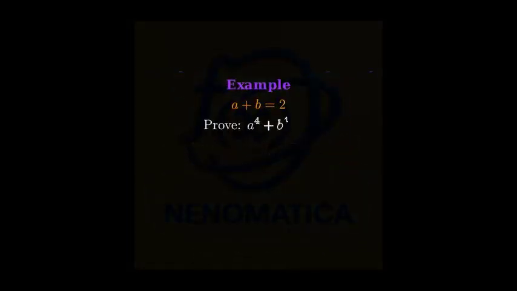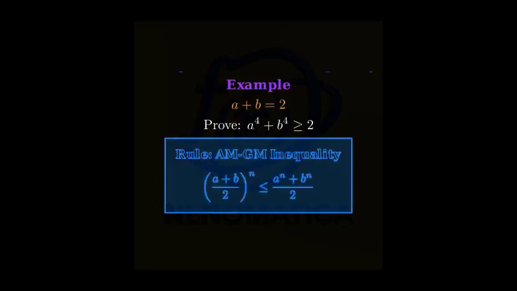If we have a plus b equals 2, we need to prove that a to the fourth plus b to the fourth is greater than or equal to 2. To solve this problem, we'll need to recall the arithmetic mean geometric mean inequality, which states that for positive real numbers, the arithmetic mean is always greater than or equal to the geometric mean. For exponent n greater than 1, this inequality becomes more powerful.